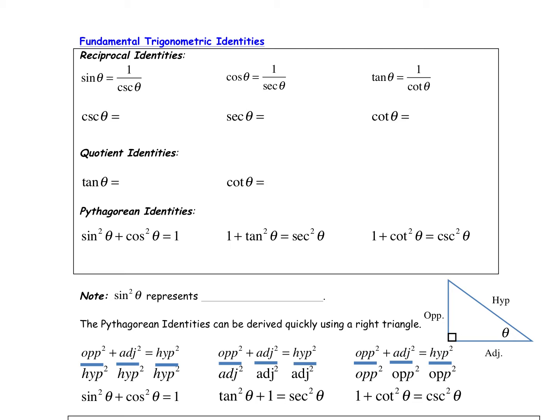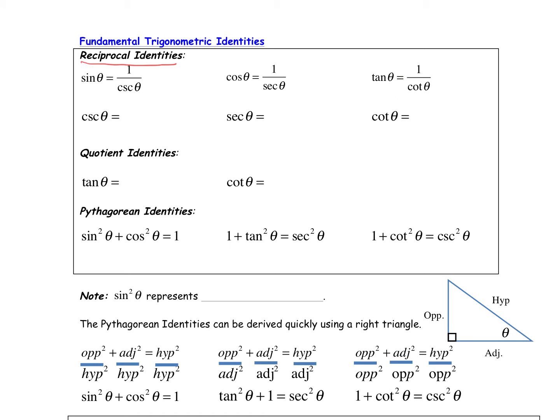So let's begin. The first one that we have is sine theta is 1 over cosecant theta. These are called reciprocal identities. The reason they're called reciprocals is because one trigonometric function is the reciprocal of another. And we've already learned this. This was how we defined cosecant theta as 1 over sine theta. So sine theta is 1 over cosecant theta. Cosine theta is 1 over secant theta. Tangent theta is 1 over cotangent theta.